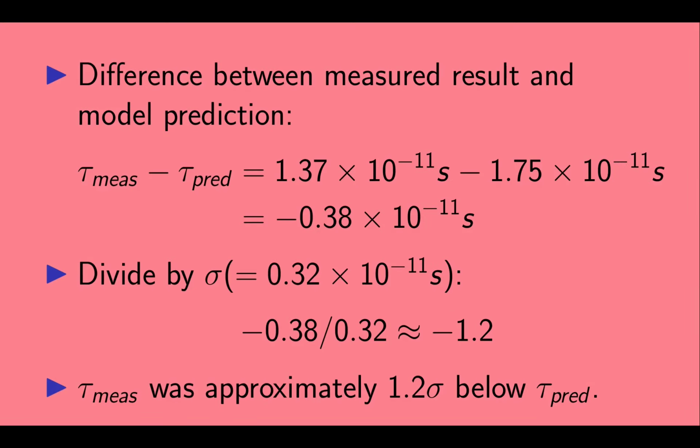To quantify that, let's look at the difference between the measured and predicted values. Tau measured minus tau predicted is 1.37 times 10 to the minus 11 seconds minus 1.75 times 10 to the minus 11 seconds, which equals minus 0.38 times 10 to the minus 11 seconds. Let's divide that by sigma, which was 0.32 times 10 to the minus 11 seconds. And thus we get that tau measured was about 1.2 sigma below tau predicted.